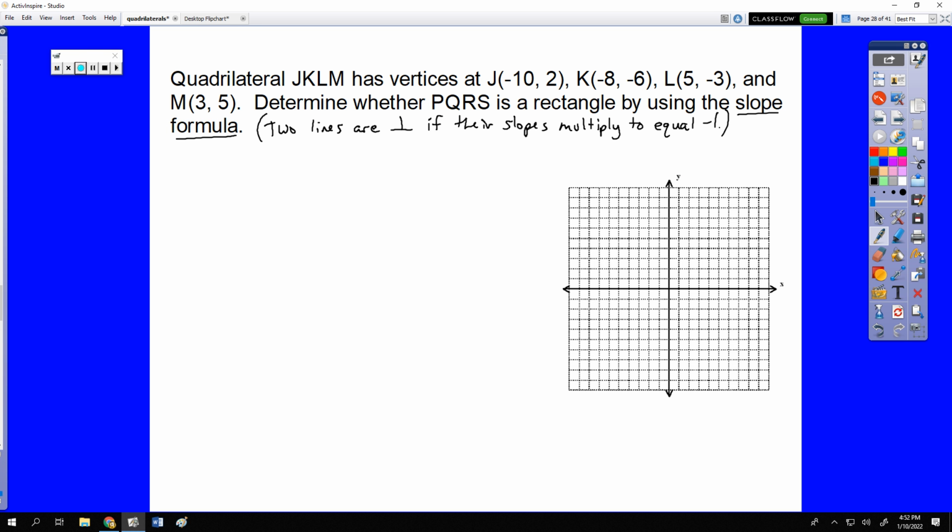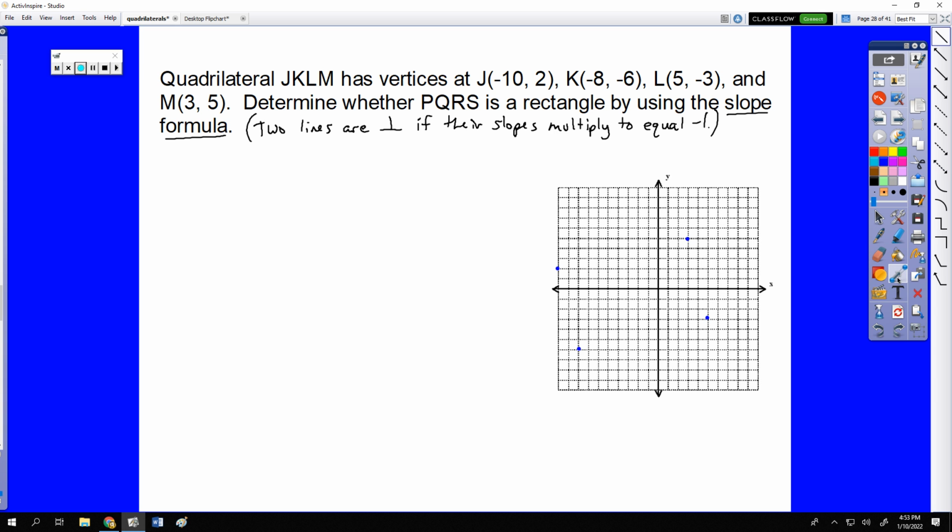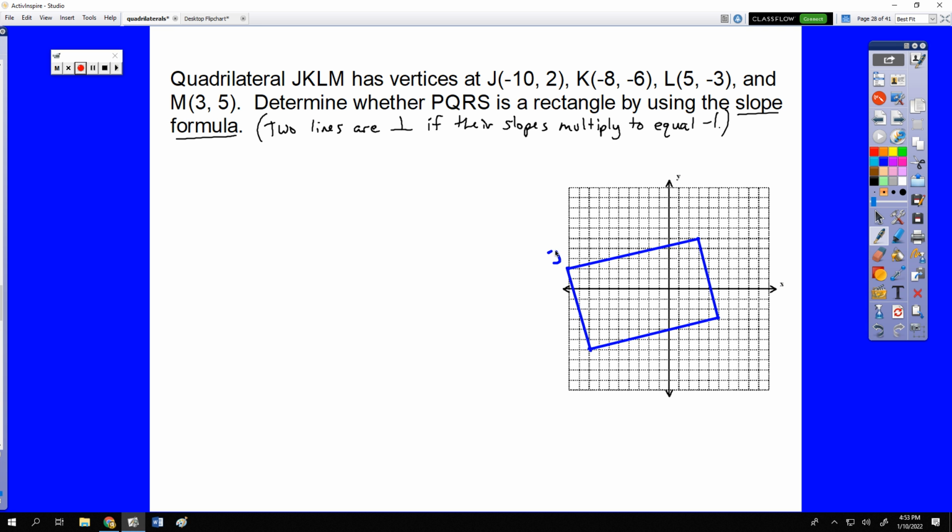So the first thing we need to do is graph. Let's start by graphing. We've got J at -10, 2. K is at -8, -6. L is at 5, -3. And M is at 3, 5. So we graph those and we connect the dots. Okay, and label. So we have J, K, L, and M.